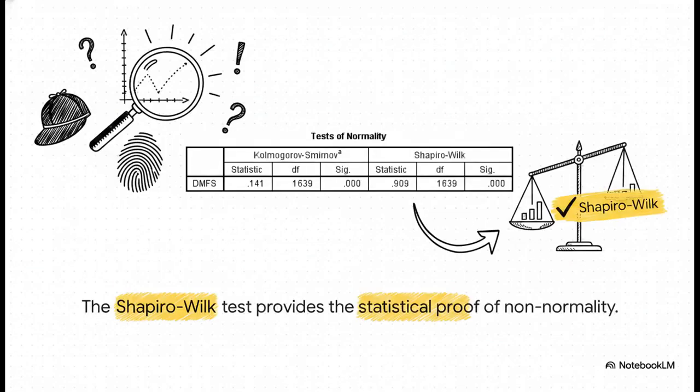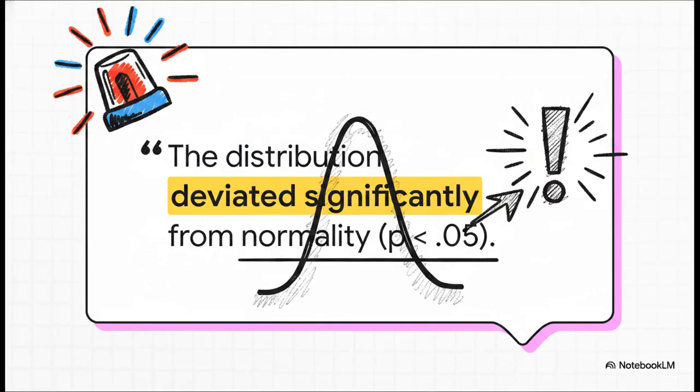The visual clue is strong, for sure, but a good detective needs hard proof. That's where this tests of normality table comes in. The software runs these formal statistical tests, and for our purposes, we're going to focus on the Shapiro-Wilk test to get our final conclusive answer. And here it is, the verdict. Just look at that number under the SIG column.